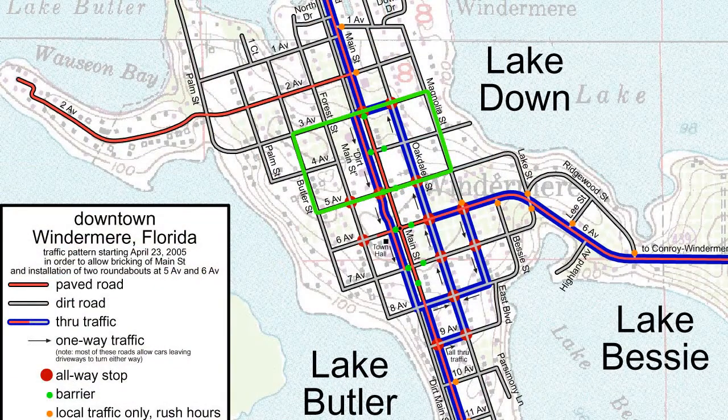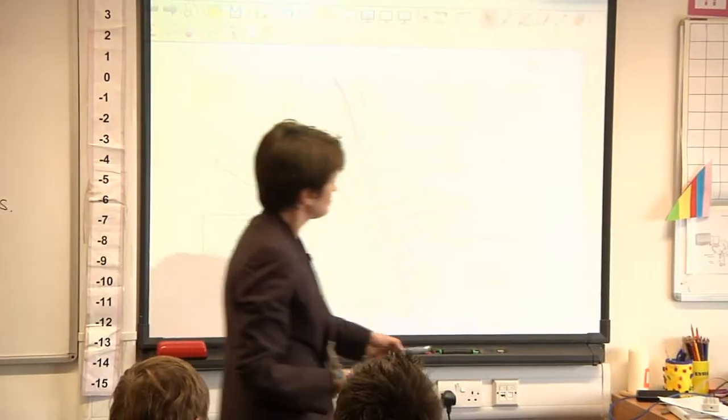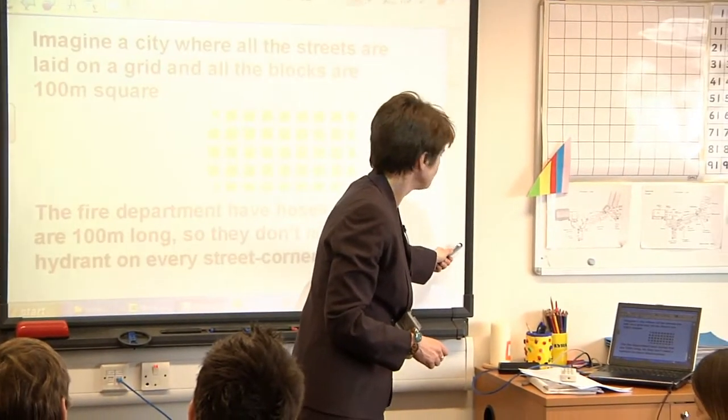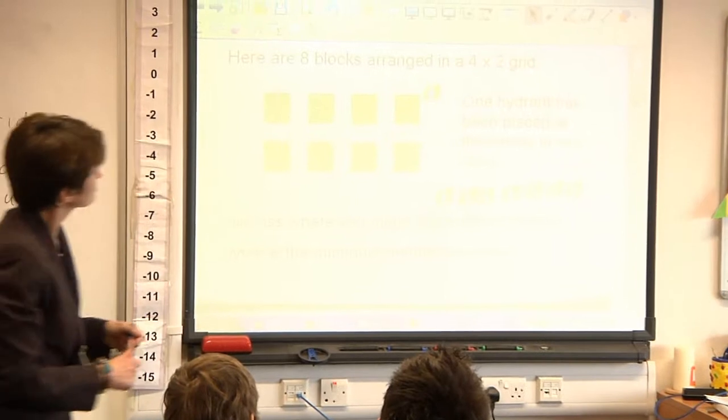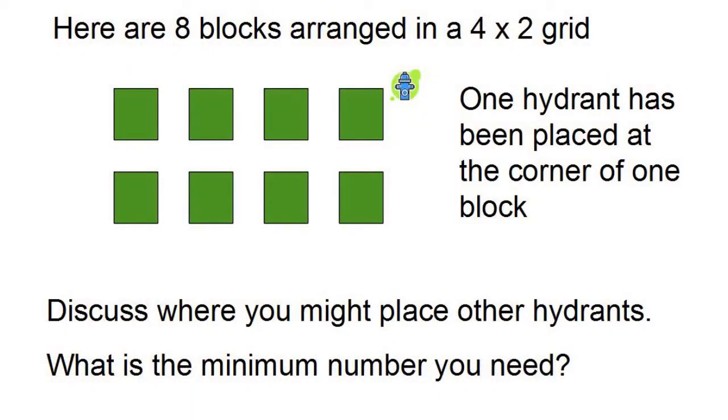So if I go back and I look at a section here, can you see that I've drawn that rectangle there? So I've picked just a section of it to have a little trial first of all. That's a section that I've picked out. You need to think about where you might place the hydrants.